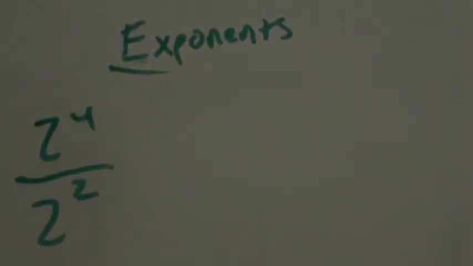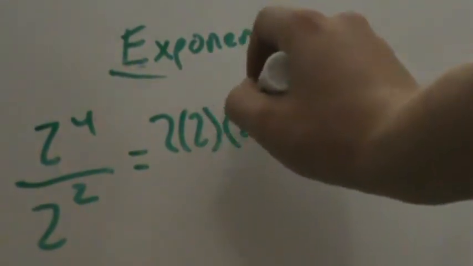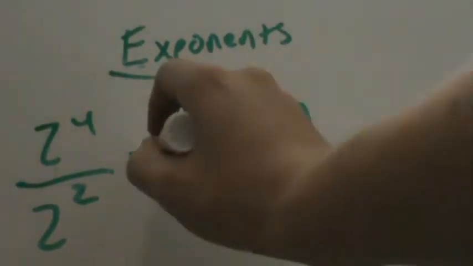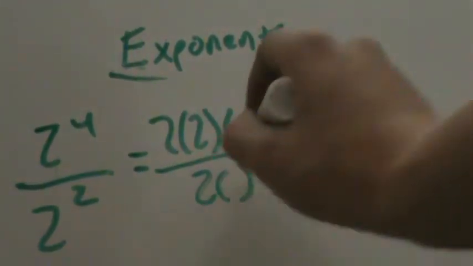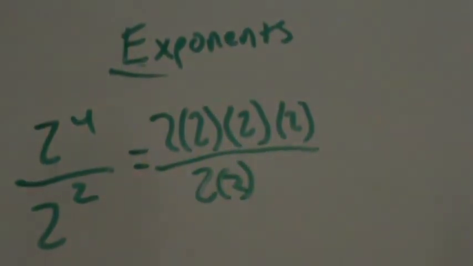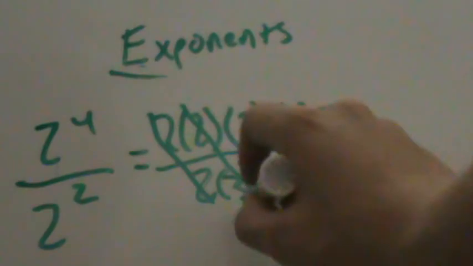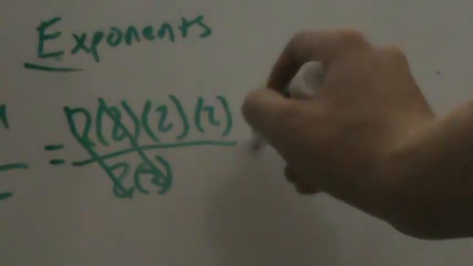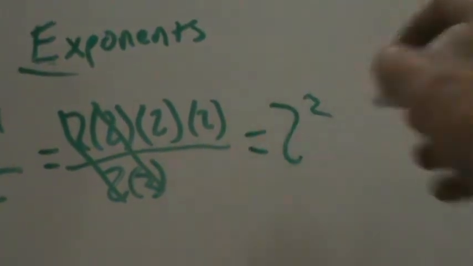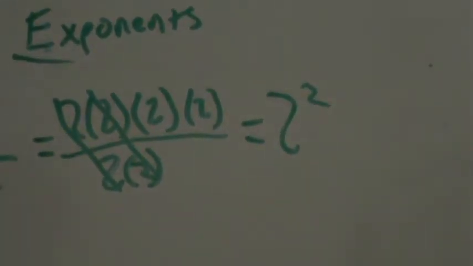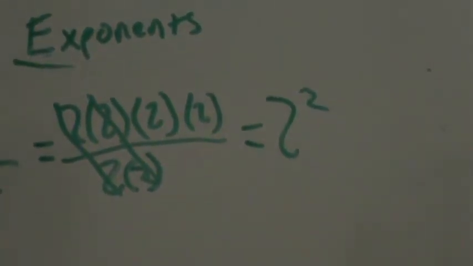Well, what is this equal to? And this is how I'll explain it. This is equal to 2 times 2 times 2 times 2, and this is equal to 2 times 2, right? So what can we do here? We can cancel out some numbers. So these 2's will cancel and these 2's will cancel. So you can rewrite this to be 2 to the second.